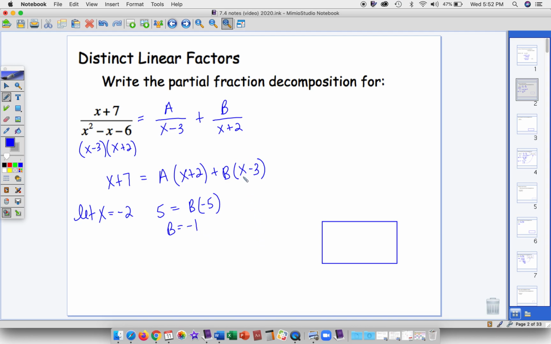The other value of x I'm going to choose is the value that will make b drop out, and that would be letting x equal 3. When I let x equal 3, on the left I get 10. I get 5 times a, and this becomes 0. So a is equal to 2. Now I have my value of a, my value of b. I can go back to my original setup and plug in those values.